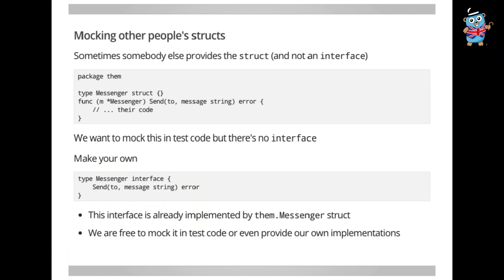Mocking other people's structs. Okay. So sometimes some package has this struct, and you wish it was an interface. Has that ever happened to anyone? I heard someone over there say, "Yes, Matt, definitely yes." Well, it has happened to me.